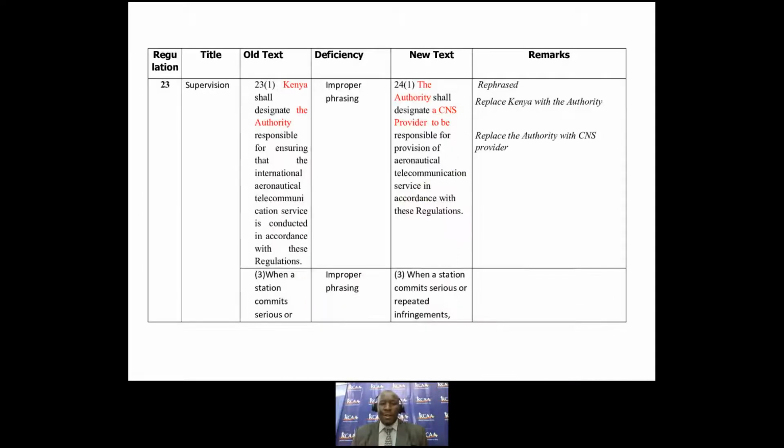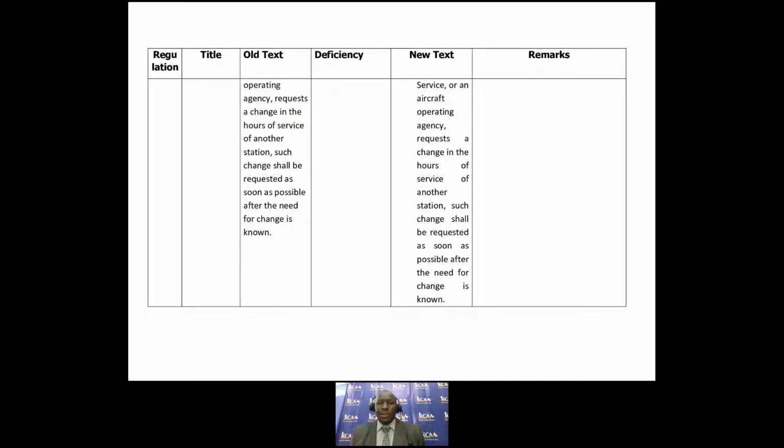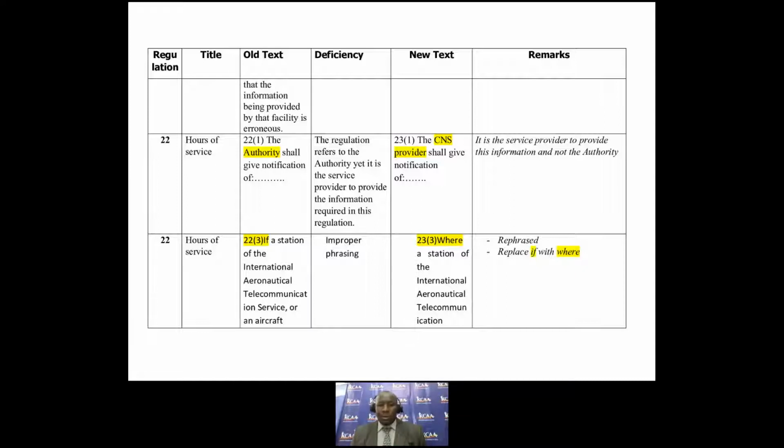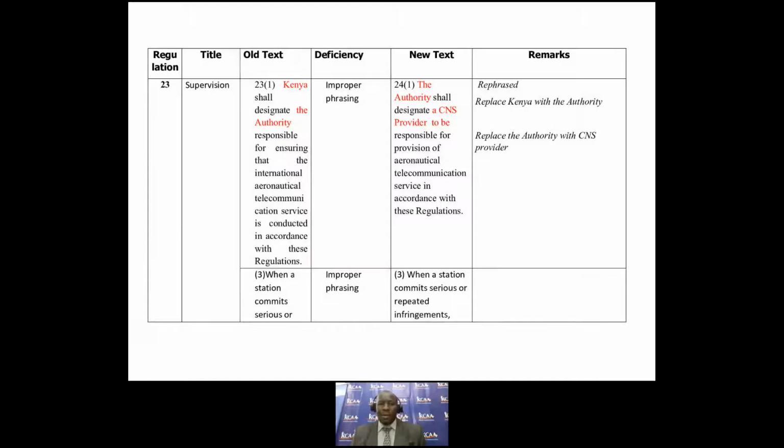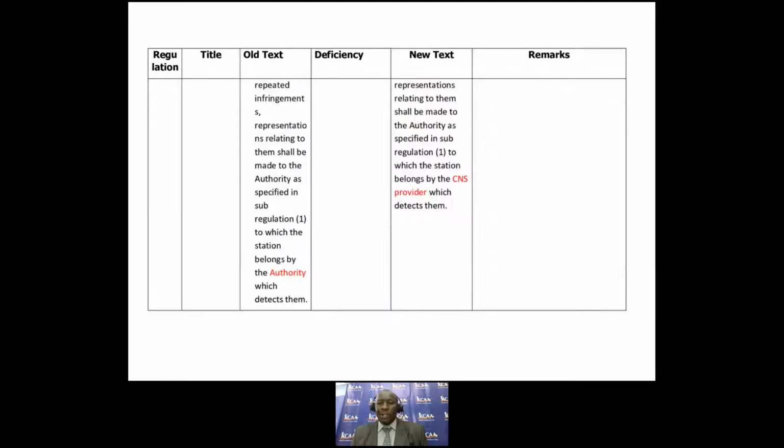Then the proposed new text is: when a station commits serious or repeated infringements, representation relating to them shall be made to the authority as specified in subregulation 1, to which the station belongs, by the CNS provider which detects them. So here the regulations are talking to the service provider, but a report will be made to the authority. You cannot report the authority to the authority as earlier put in the current regulations.